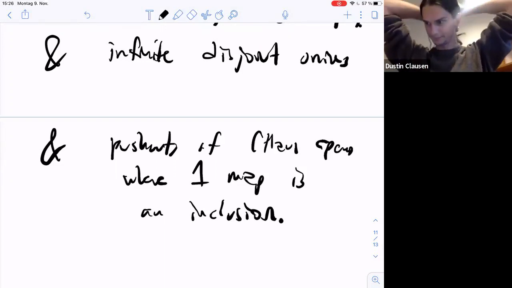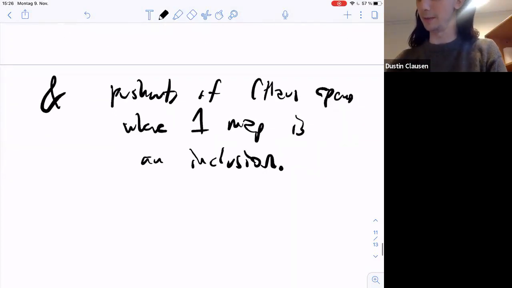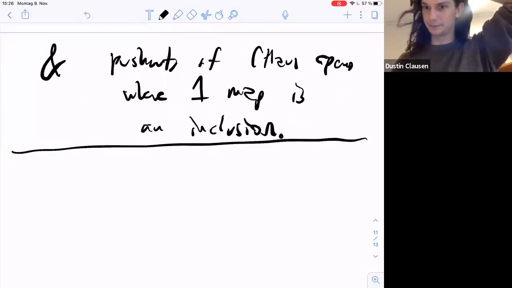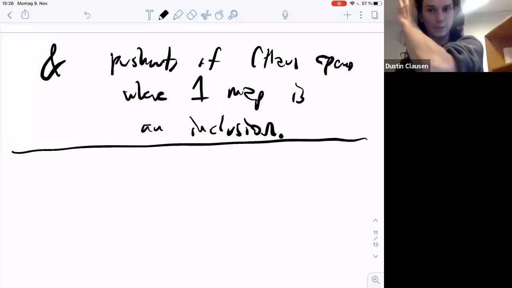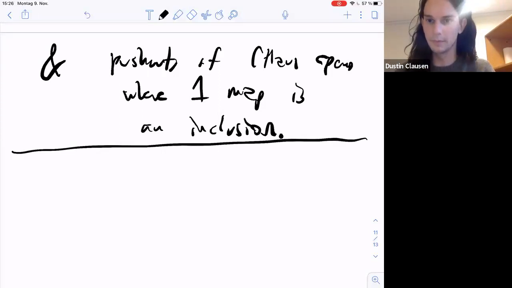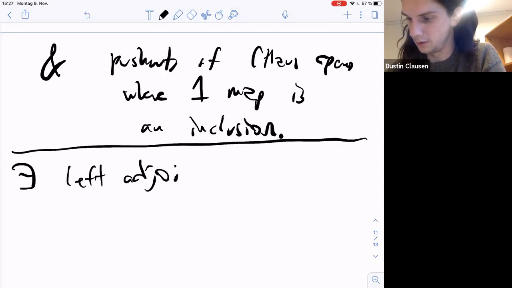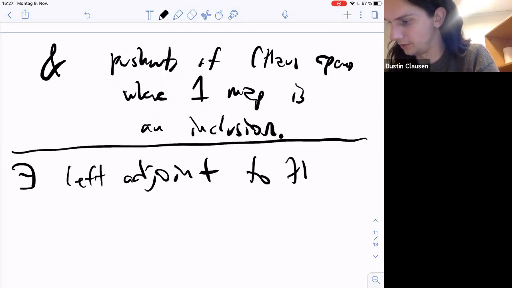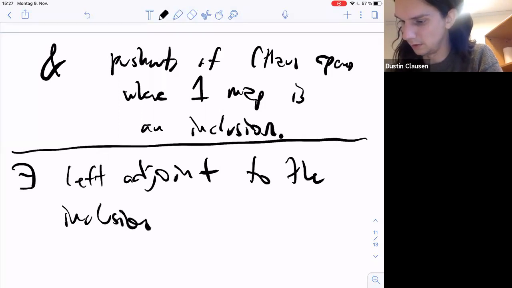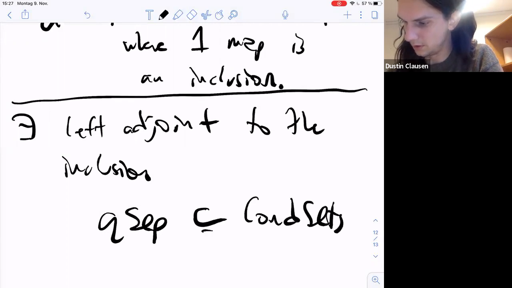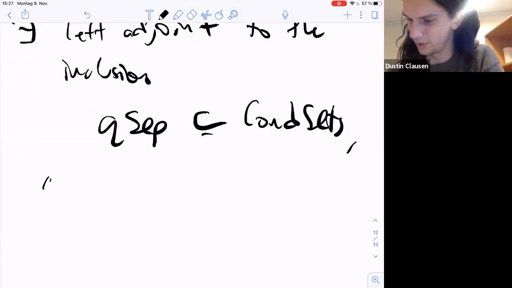by this functor. Okay, there's maybe one last thing I want to say about the quasi-separated condensed sets, which is that there exists a left adjoint to the inclusion. The quasi-separification.